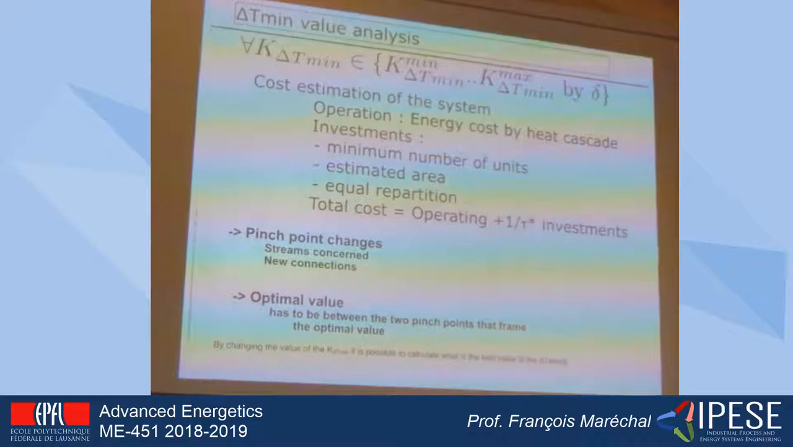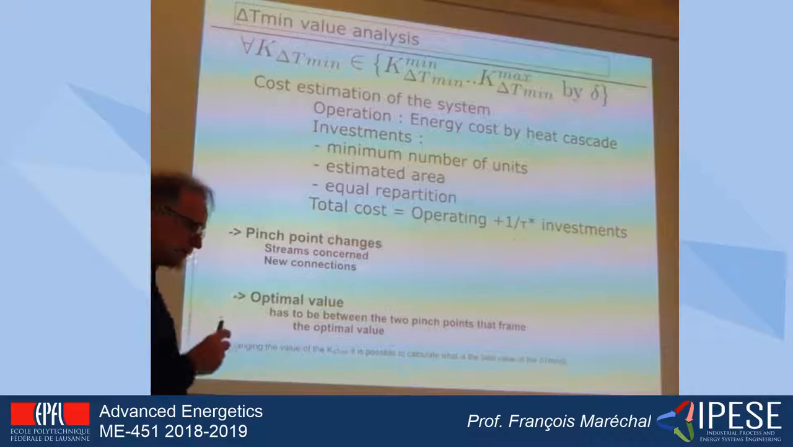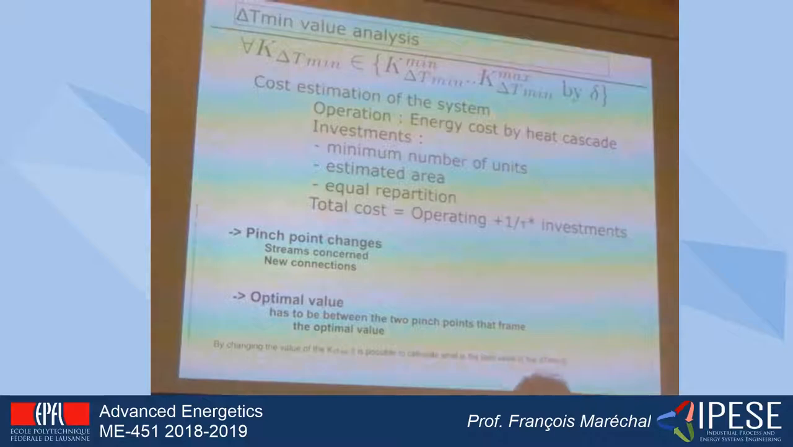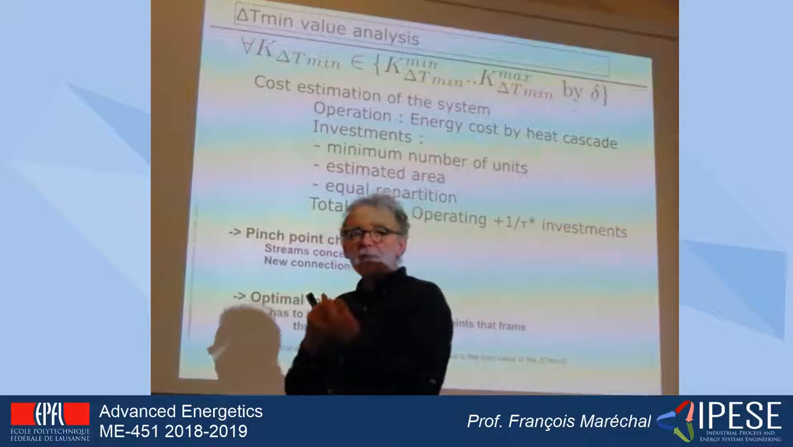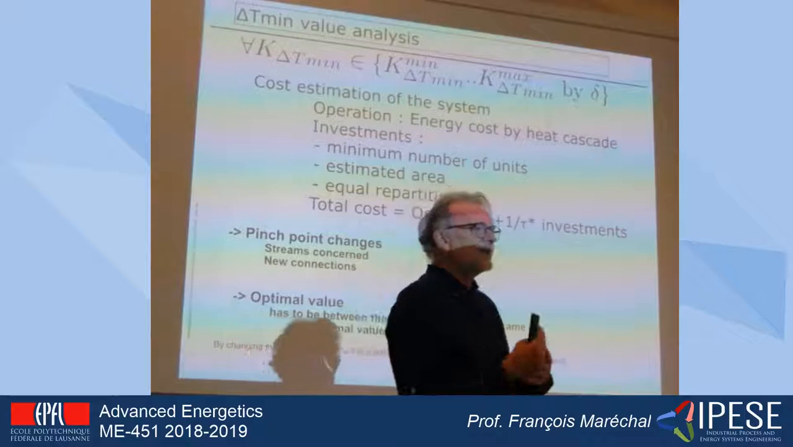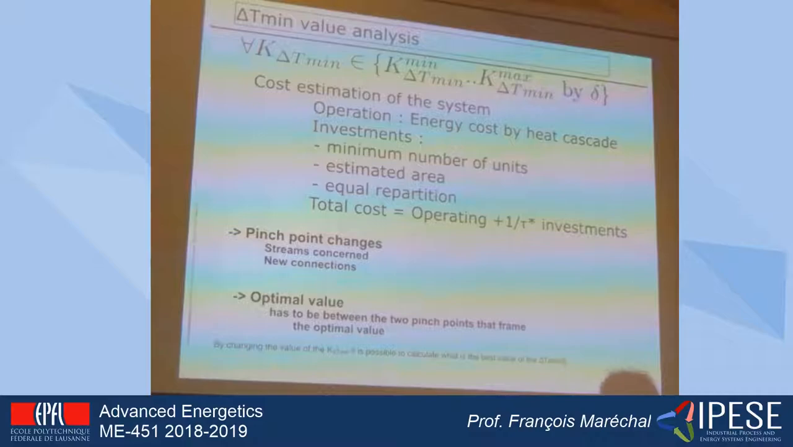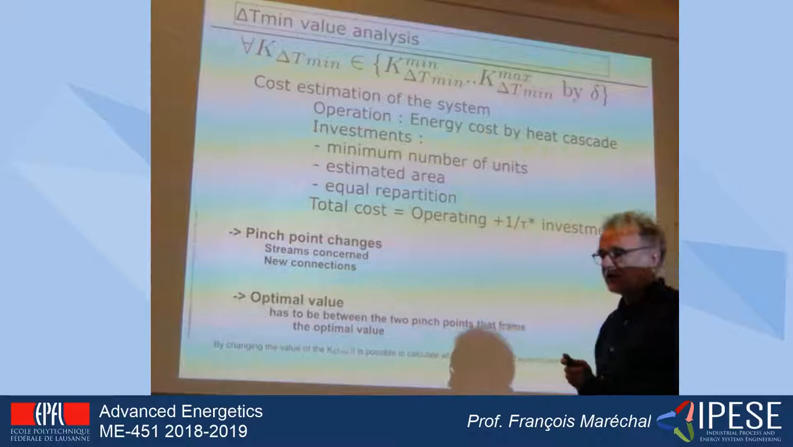I have identified. And then what I will do is modify this value until I find the right value of this delta T minimum multiplier that realizes the best compromise between the investment of the heat exchangers and the heat recovery. Now I'm talking about the whole system, not anymore one heat exchanger, which increases the chances that I have to find the best heat exchanger network design with the appropriate delta T minimum that will be done for the whole system.